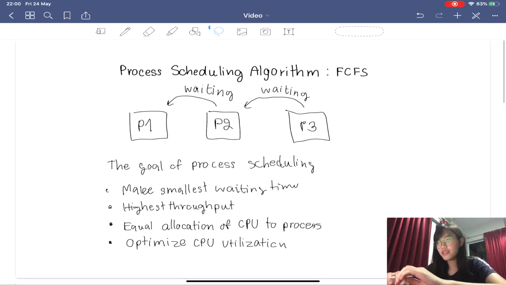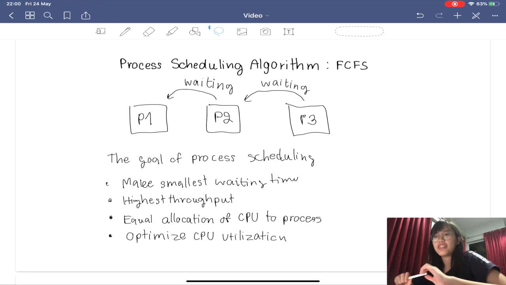And today I'm going to talk about a process scheduling algorithm, which is FCFS, or you can call it first come first serve. So, let's start. What is process scheduling? Process scheduling is a process that allows one process to use the CPU in order to execute instructions while another process waits for the previous process to finish execution.